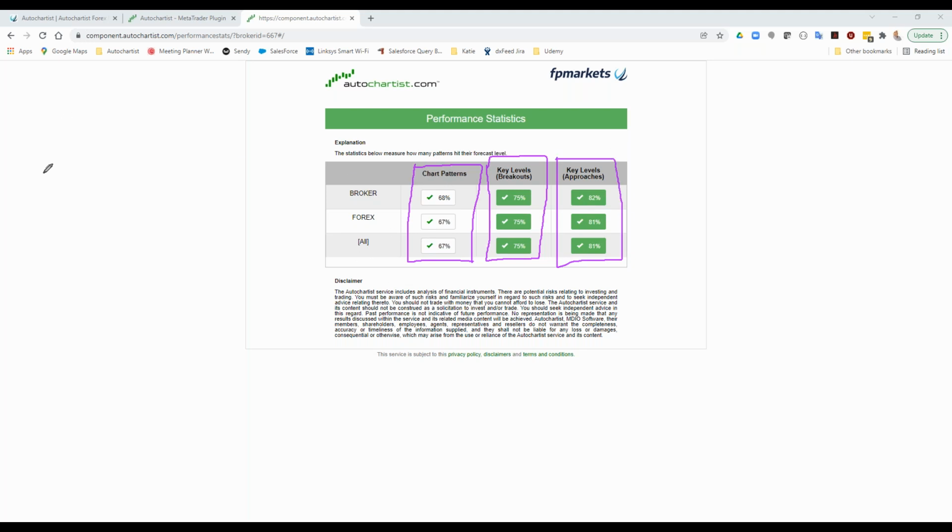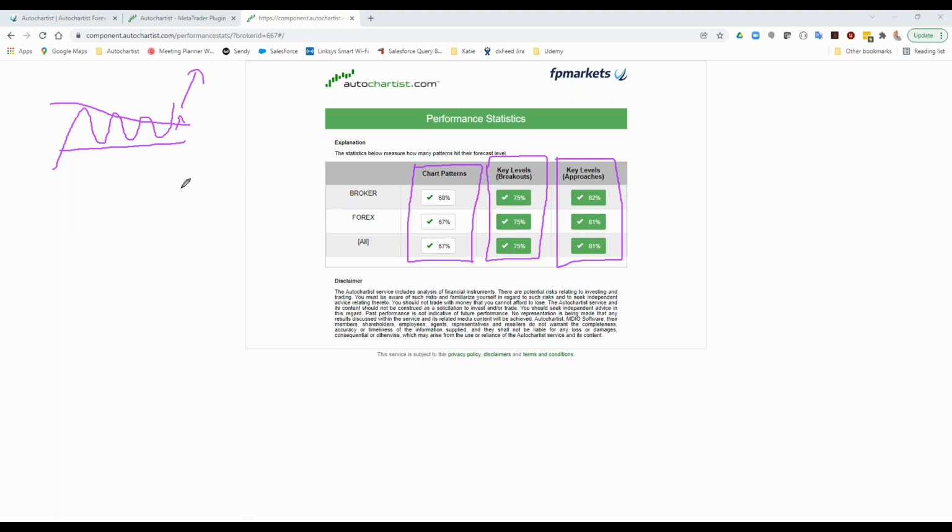Breakout chart patterns, for example, is when the price is oscillating between support and resistance, right? And then there's a breakout. So here, for example, there's a breakout through a resistance level, and it's telling you that the price is going to go up.